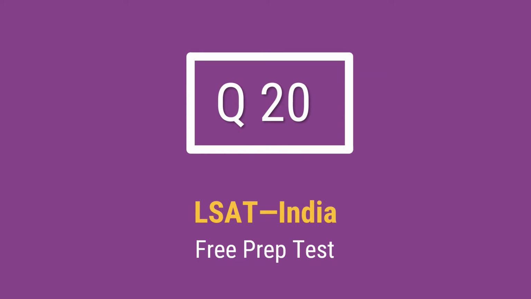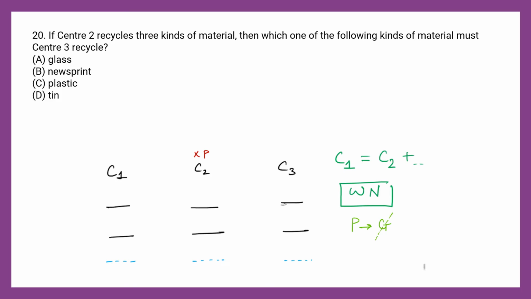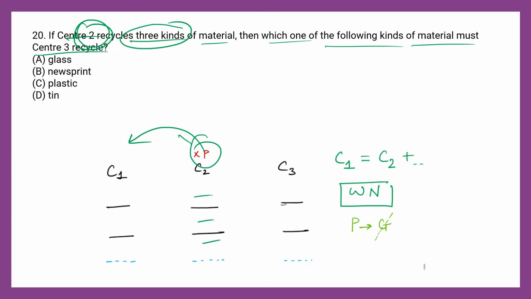Well, question number 20. This says that if Center 2 recycles three kinds of material, then which one of the following materials must Center 3 recycle? Look, if Center 2 recycles three kinds of material, then definitely that is not P, because P is not here. P is not here because if C2 is recycling three kinds of material, it means it's fixed.